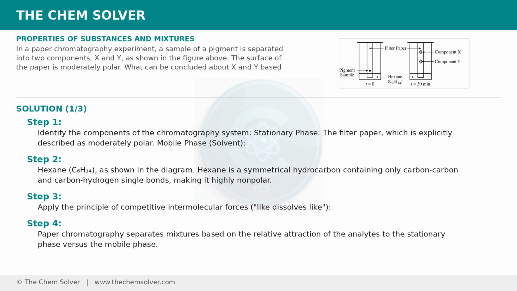Identify the components of the chromatography system. Stationary phase: the filter paper, which is explicitly described as moderately polar. Mobile phase: solvent hexane, C6H14, as shown in the diagram. Hexane is a symmetrical hydrocarbon containing only carbon-carbon and carbon-hydrogen single bonds, making it highly nonpolar.